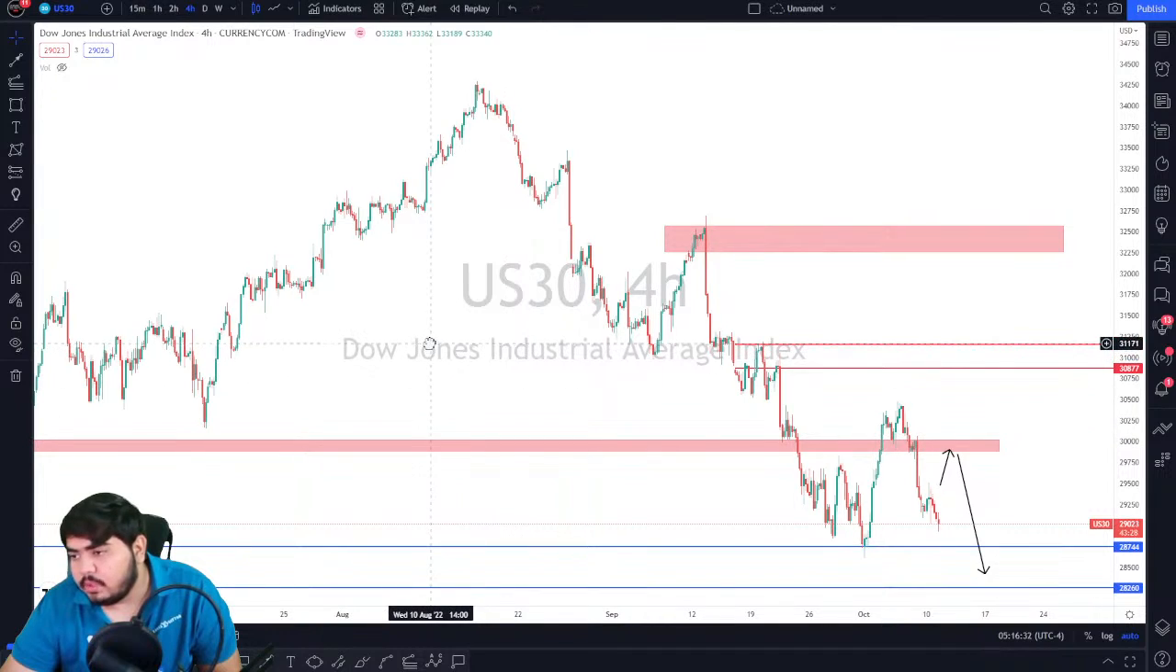So these are all of the pairs that we are looking at. We have looked through the major Forex pairs, the indices and major cryptos. So that's what we are looking at right now on these pairs.